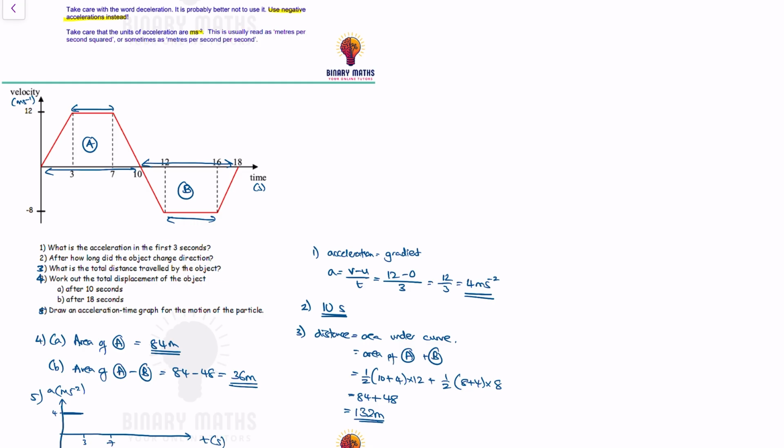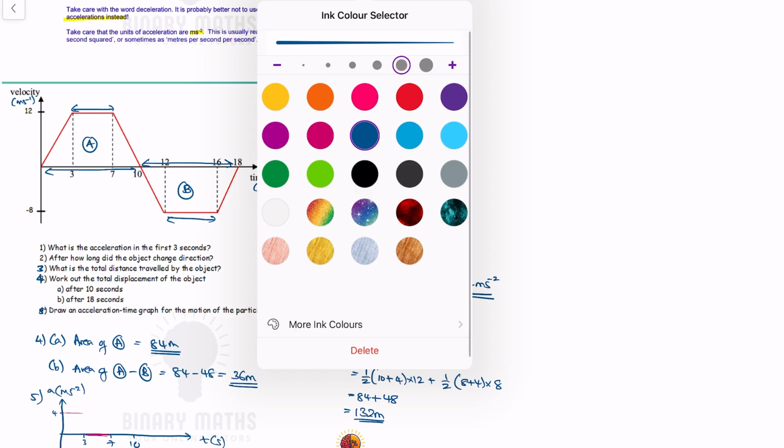maybe I should do it in a different color, then you can see it. So for 3 seconds, acceleration was 4 because we calculated in question part 1. For between 3 to 7, the velocity does not change, so acceleration is 0. Okay, from 7 to 10 is the same gradient as before, but it's in the negative direction. So that means it's going to be -4.